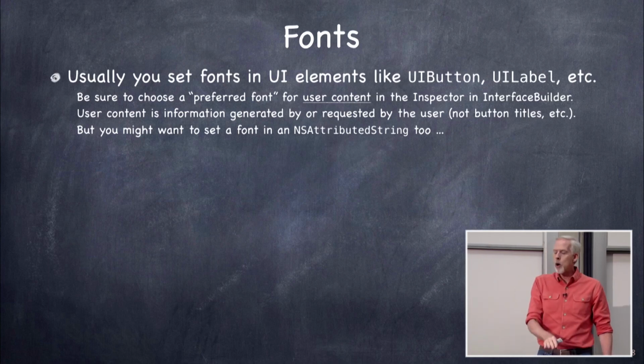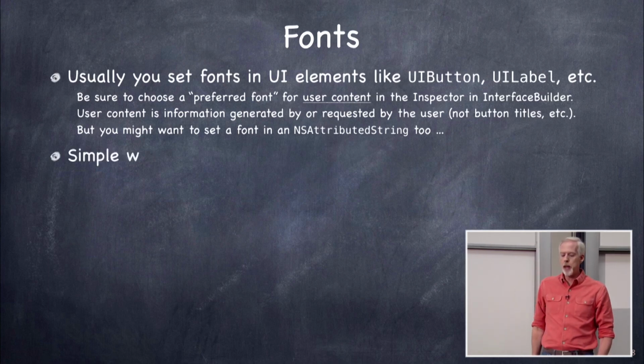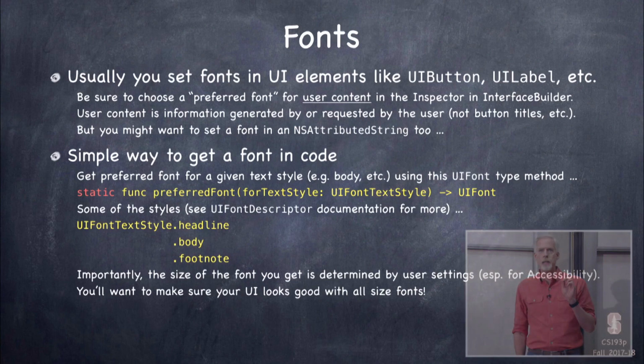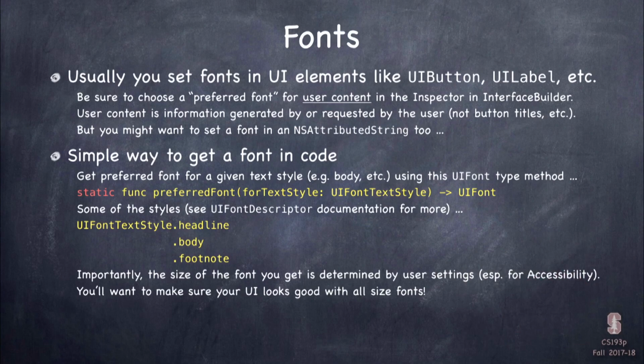In your code, you can do the same thing, and you do that using this static, i.e. class, type method in UIFont called preferredFont(forTextStyle:). And that text style is headline, body, footnote, whatever. This will give you back a UIFont that you can put in your NSAttributedString dictionary. One of the keys in there is the font, and you can use this as the font when you're drawing text in your draw rect.